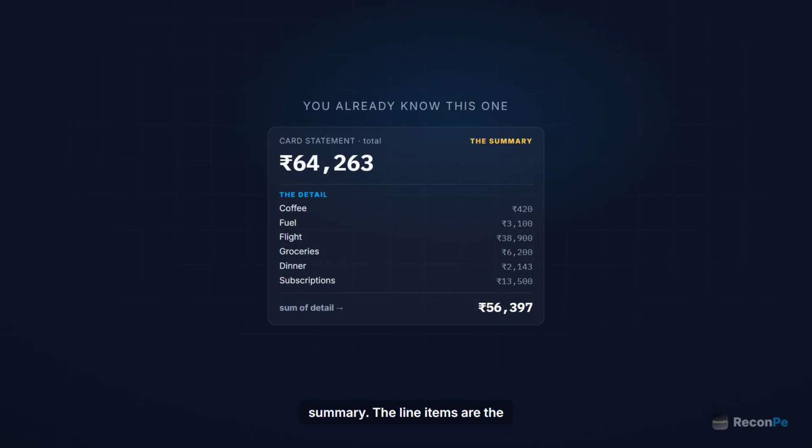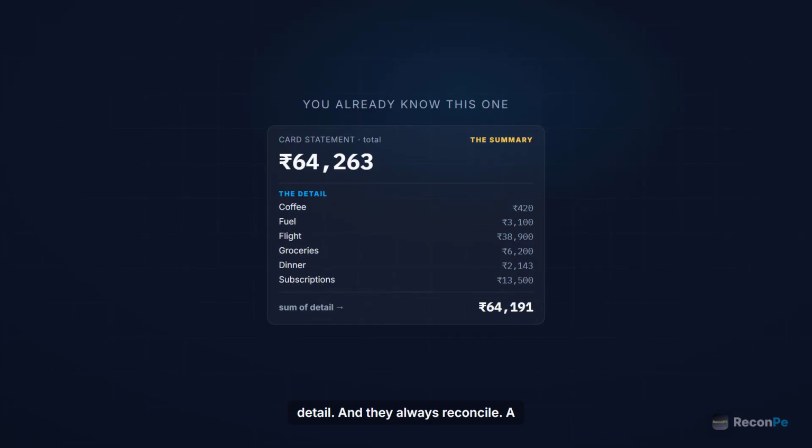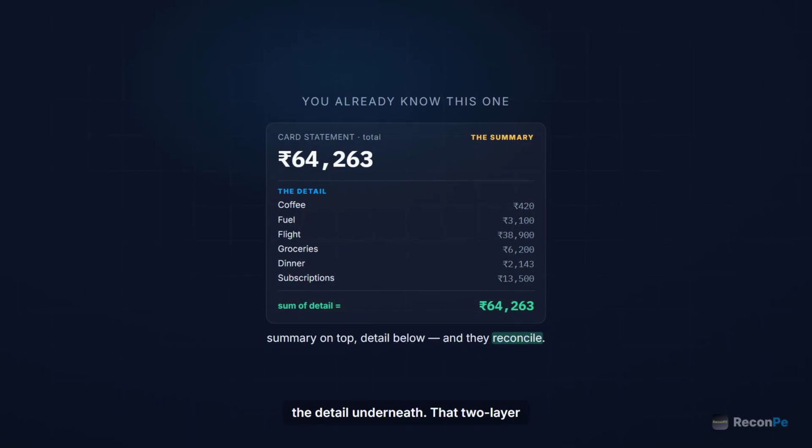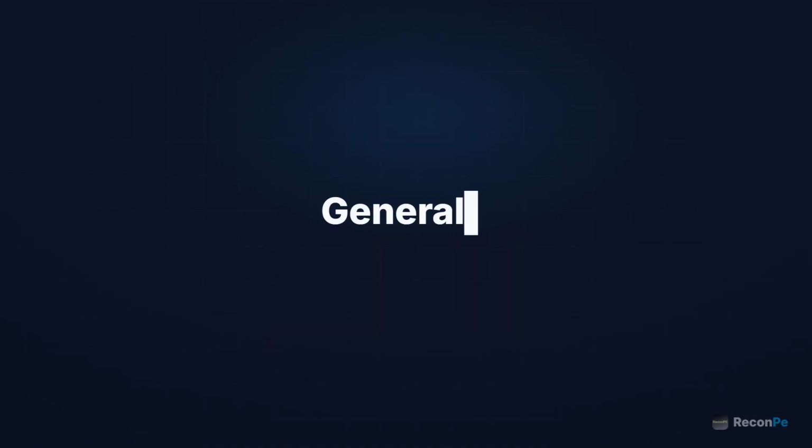The total is the summary. The line items are the detail, and they always reconcile. A company's books pull off the exact same trick. One summary on top, all the detail underneath. That two-layer system is what runs every real ledger.